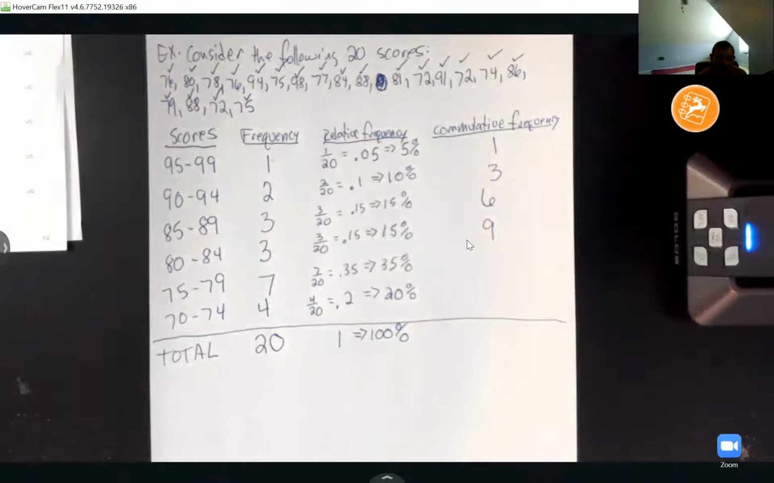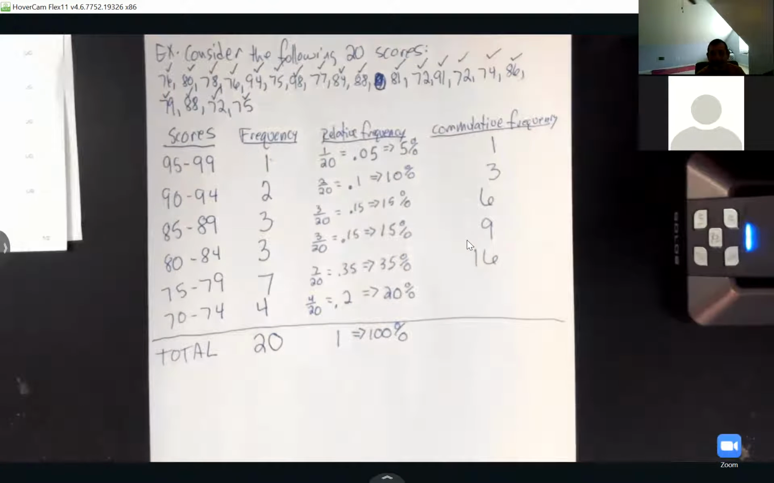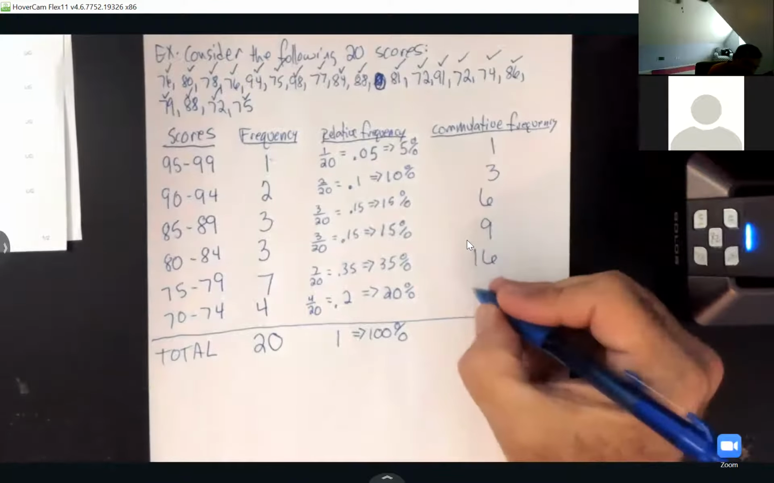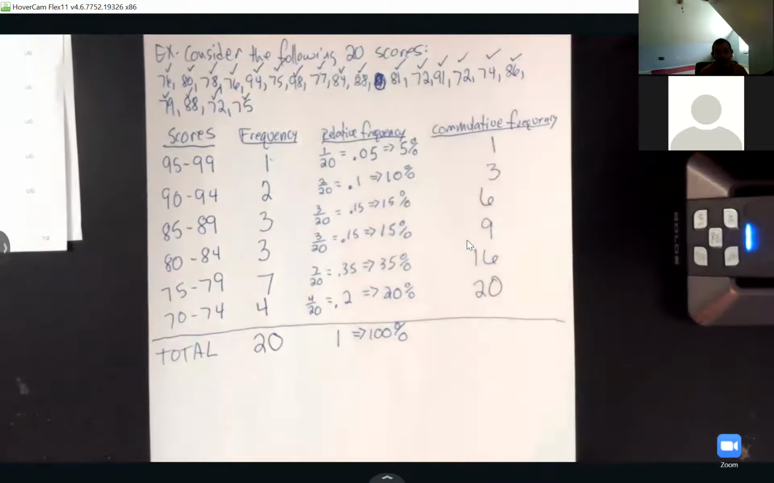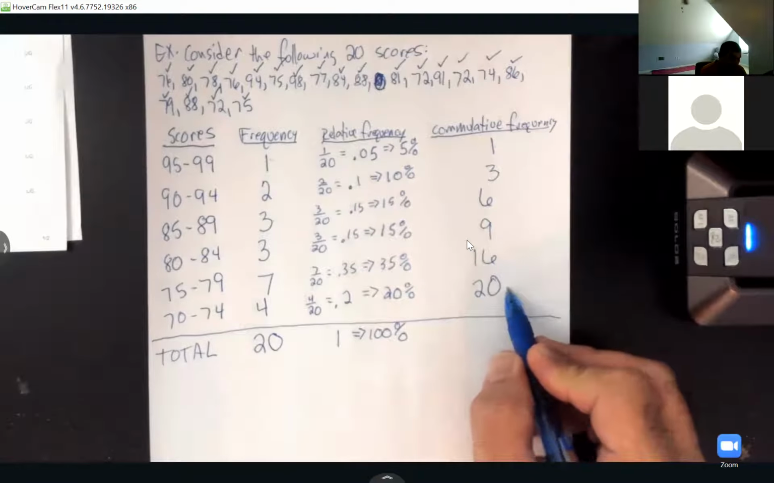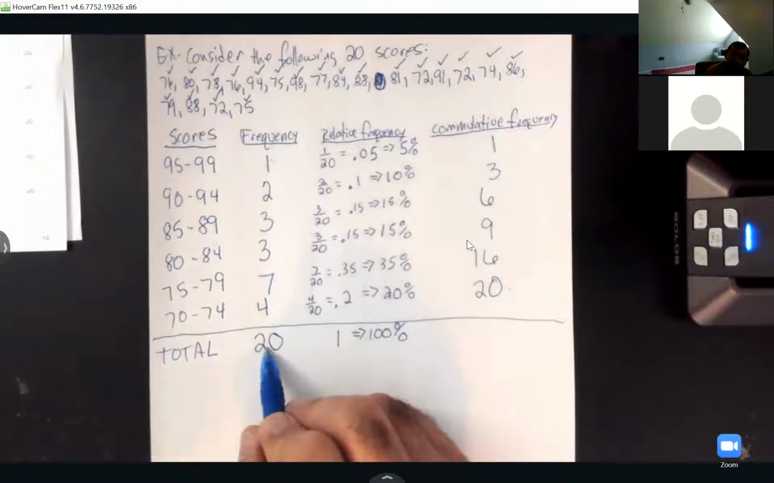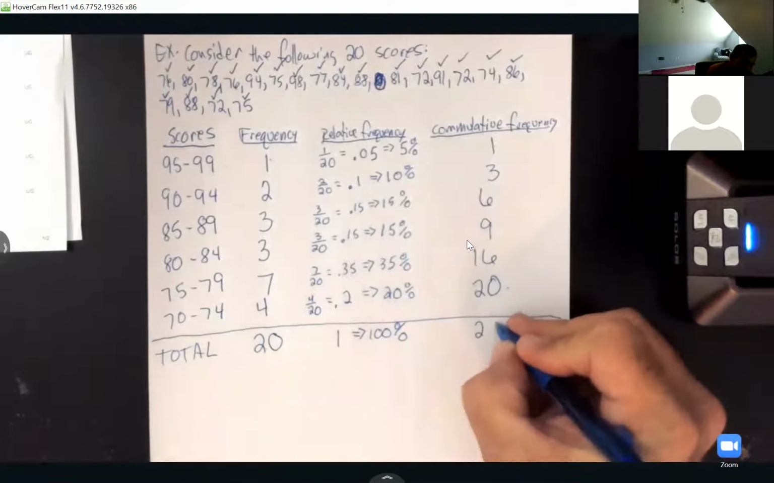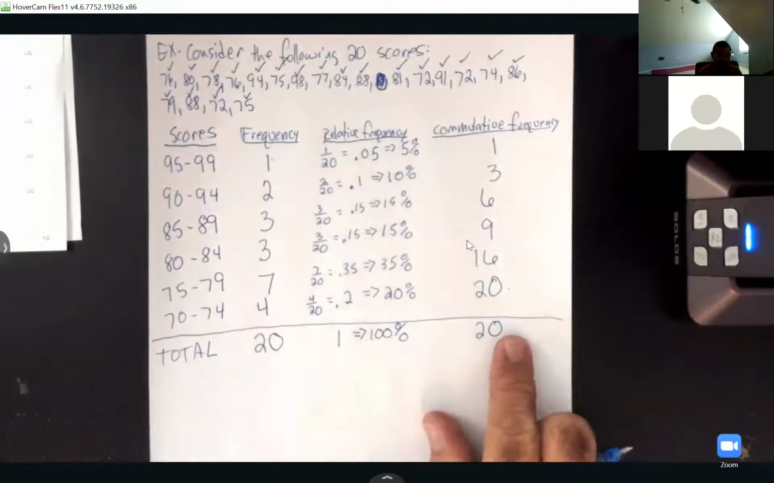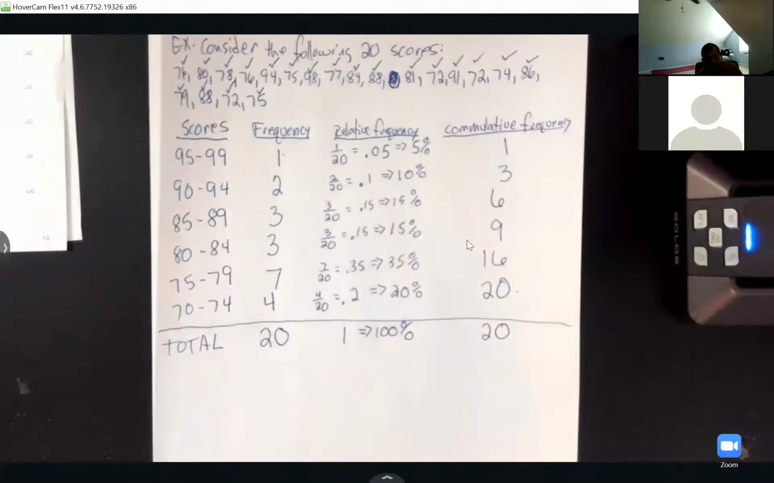All right, keep it going. 16. And then 20. Now here's the thing. When you're done, this cumulative frequency better equal how many you had total. So the last cumulative frequency was 20. It equals 20 that I had total. So we know that's another check that we did good on that.